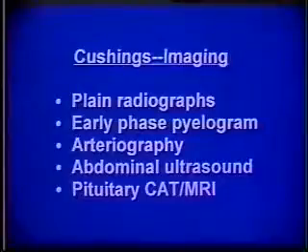We're also commonly using today abdominal ultrasonography to denote any abnormal adrenal gland asymmetry that will help us identify any adrenal tumors. Pituitary CAT scans and MRIs are used to analyze the presence of pituitary gland tumors.